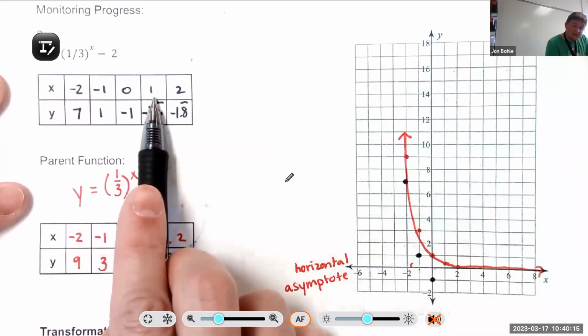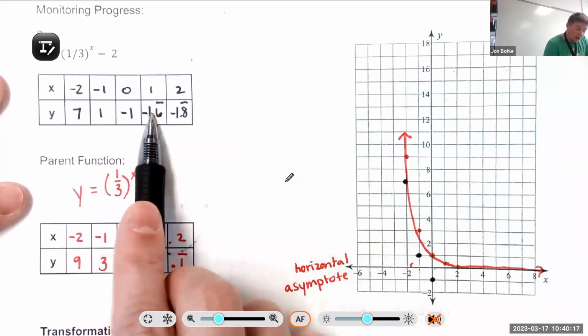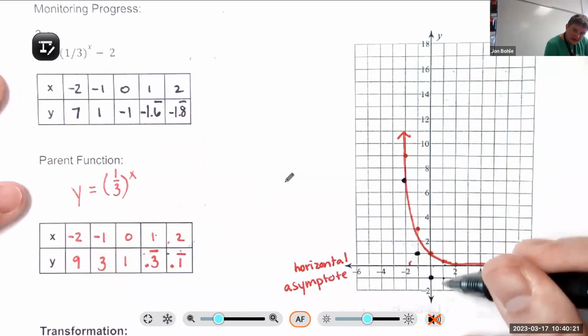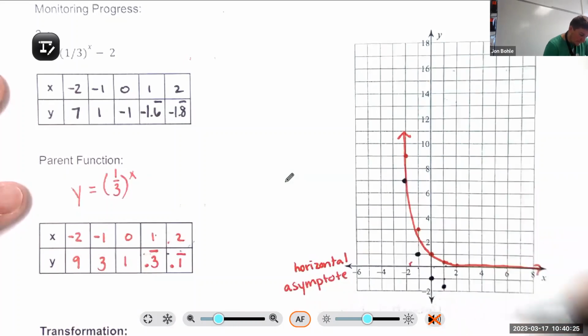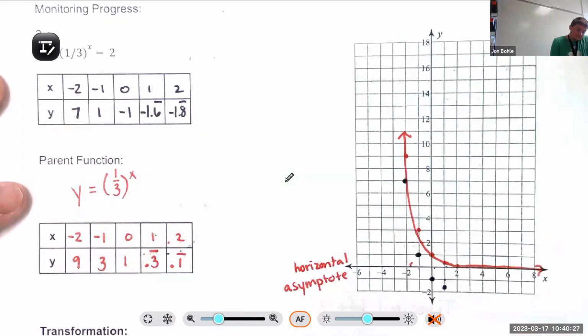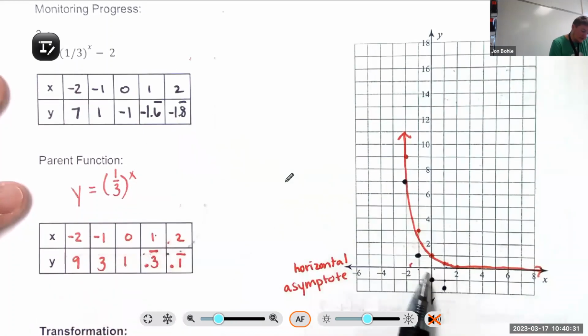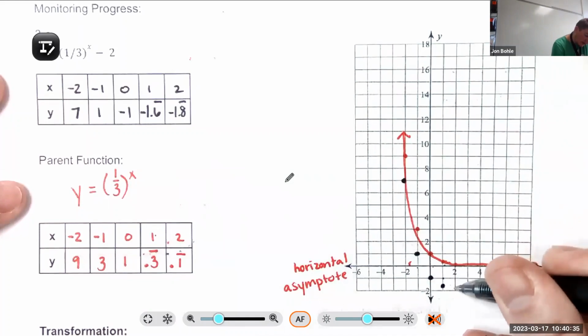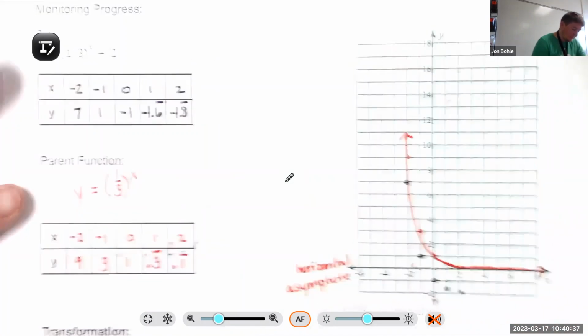Okay, here, X value 1, Y value -1 2/3. So here's 1, here's -1, and -1 2/3 is 2/3 of the way to -2. Okay, and then here's X value 2, Y value -1.8, we'll say right there.